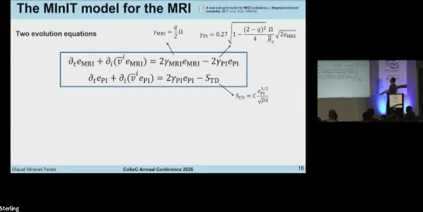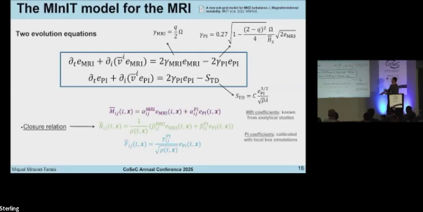This is the growth rate of the main instability. This is the growth rate of the parasitic instability, which acts as a sink term for the equation for the MRI. You can see that it's proportional to the amplitude of the MRI energy. And here we have this sink term, which represents the dissipation of energy at the end of the inertial range of scales. As I said before, what we want to do now is to relate this quantity to the turbulent stress tensors that show up in the MHD equations. So what we do is apply these proportionality coefficients to the energy densities in order to obtain the turbulent stress tensor.